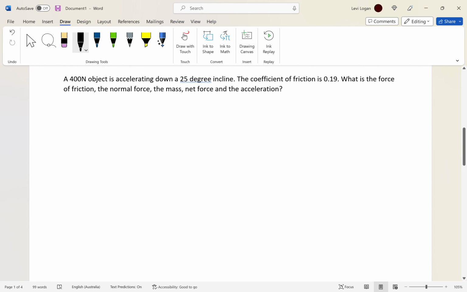Alright? So have a go at this first one. A 400 Newton object is accelerating down a 25-degree incline. The coefficient of friction is 0.19. What is the force of friction, the normal force, the mass, the net force and the acceleration?